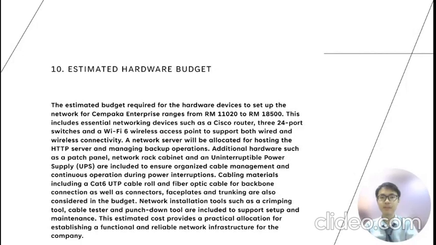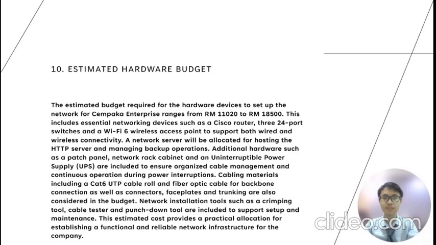Estimated hardware budget. The estimated budget required for the hardware devices to set up the network for Chempaka Enterprise ranges from 11,020 ringgit to 18,500 ringgit. This includes essential networking devices such as a Cisco router, 24-port switches, and a Wi-Fi 6 wireless access point to support both wired and wireless connectivity. A network server will be allocated for hosting the HTTP server and managing backup operations.